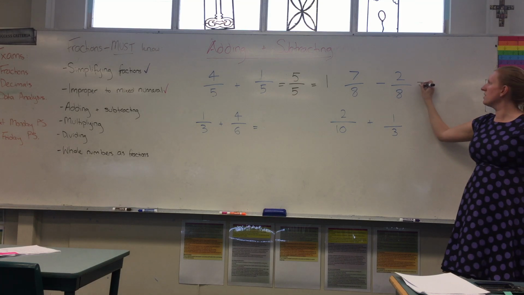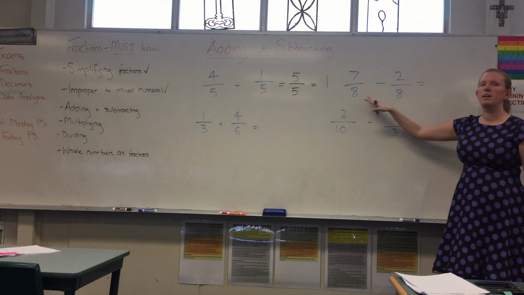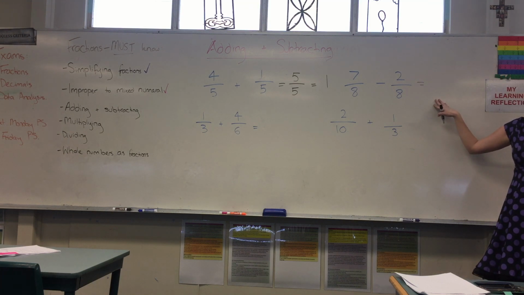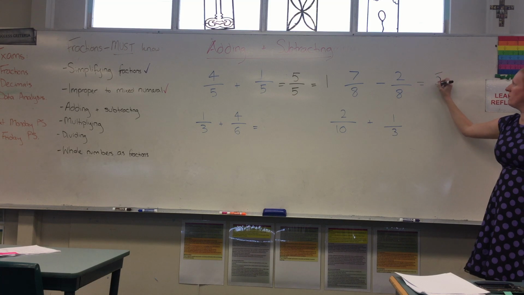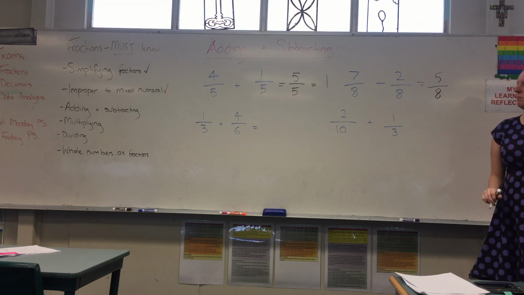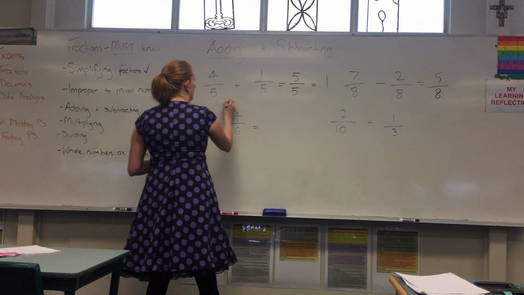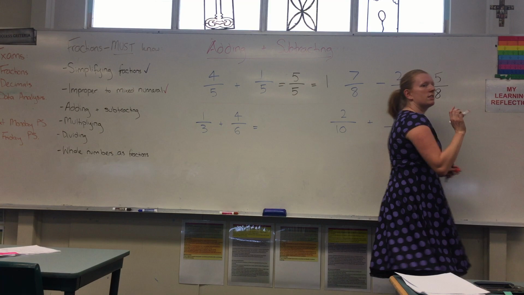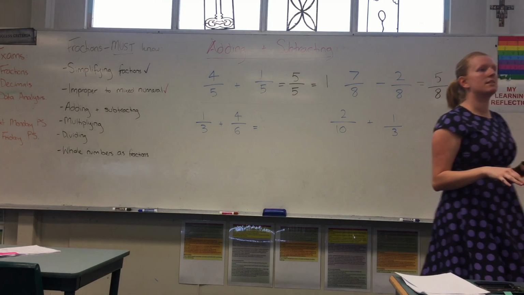Here, we're subtracting fractions with the same denominator. So, can I do it if they've got the same denominator? Yes, I can. So 7 minus 2 is? 5. And what will it be over? 8. Awesome. Very easy. Wouldn't it be 0? You don't subtract the denominators, and you don't add the denominators. The denominator stays the same.